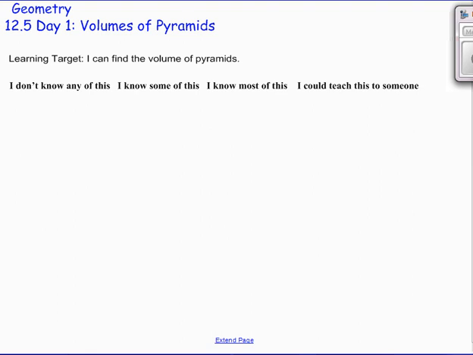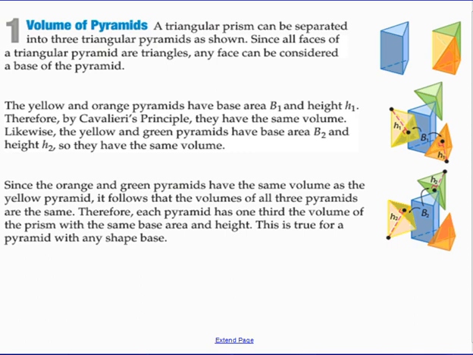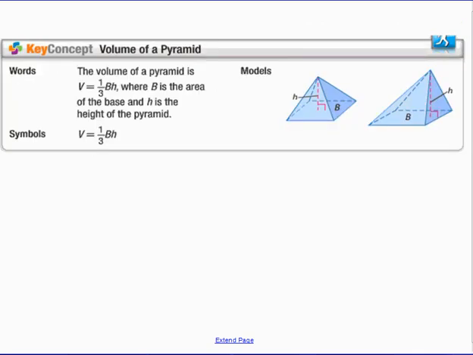So today we are finding the volume of pyramids. If you look at this picture, to show you where the formula comes from, notice that it's very, very close to the volume of a prism. So it's area of the base times the height, but you have to divide that by 3 or multiply by 1/3. Another way you could write this is area of the base times the height, all divided by 3.